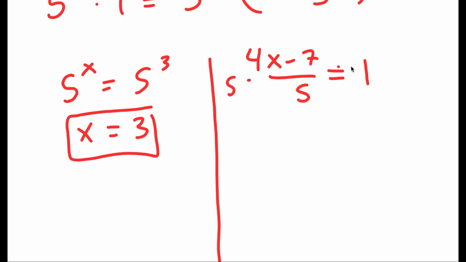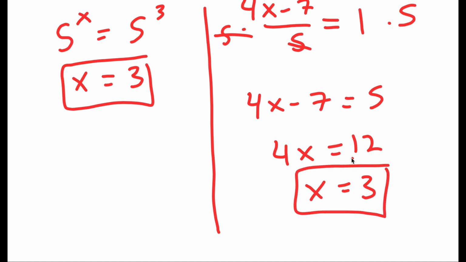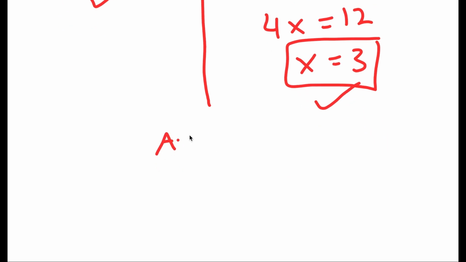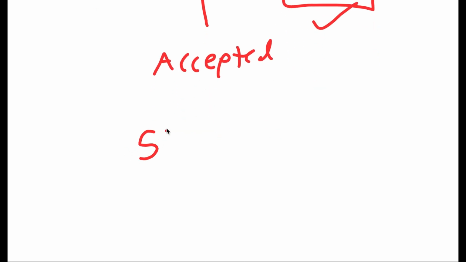So I'm going to multiply both sides by 5. So I get 4x minus 7 is equal to 5. And 4x is equal to 12. And x is equal to 3. So these two are the same. So this is going to be accepted. And now I'm going to do another one.